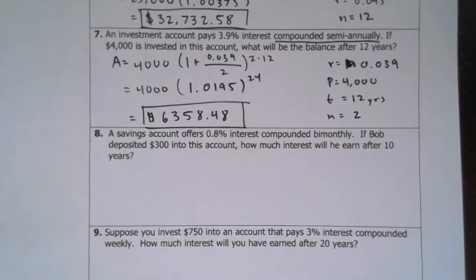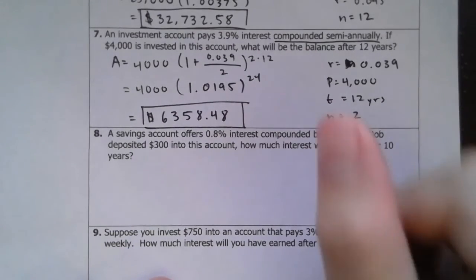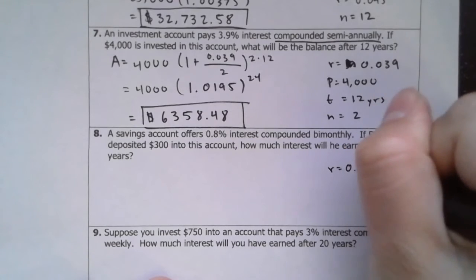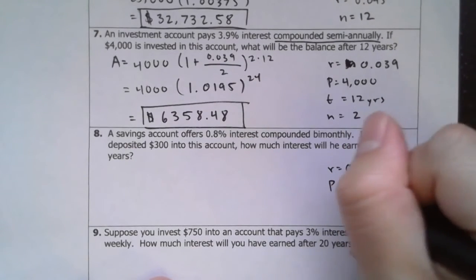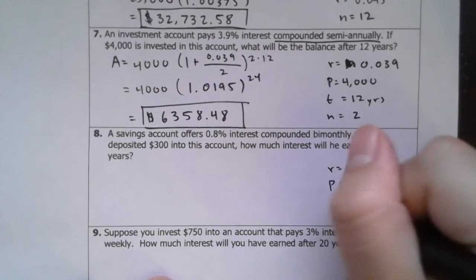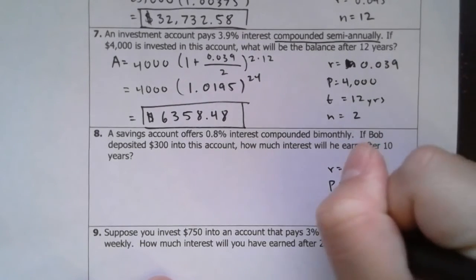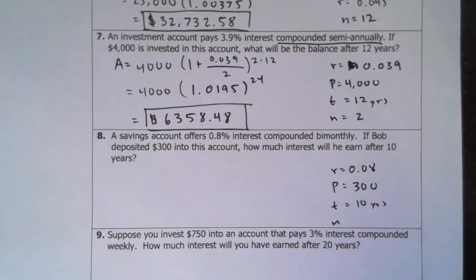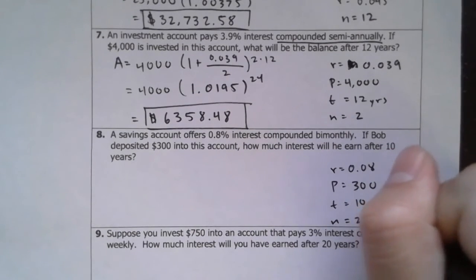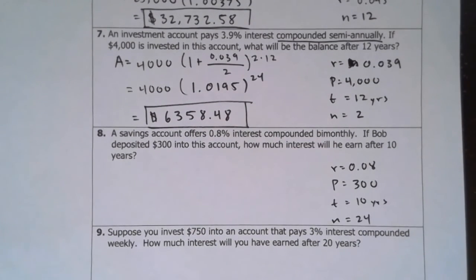Number 8, the savings account offers 0.08 interest compounded bi-monthly. If Bob deposited $300 into his account, how much interest will he earn after 10 years? So R is 0.08, P is 300, T is 10 years, and then N, it says compounded bi-monthly, so that's twice a month, and there's 12 months in a year, so it would be 24 times in a year. So N is 24.